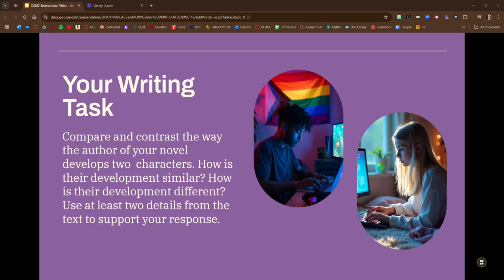So, your writing task for this is: compare and contrast the way the author of your novel develops two characters. How is their development similar? How is their development different? You're going to use at least two details from the text to support your response.